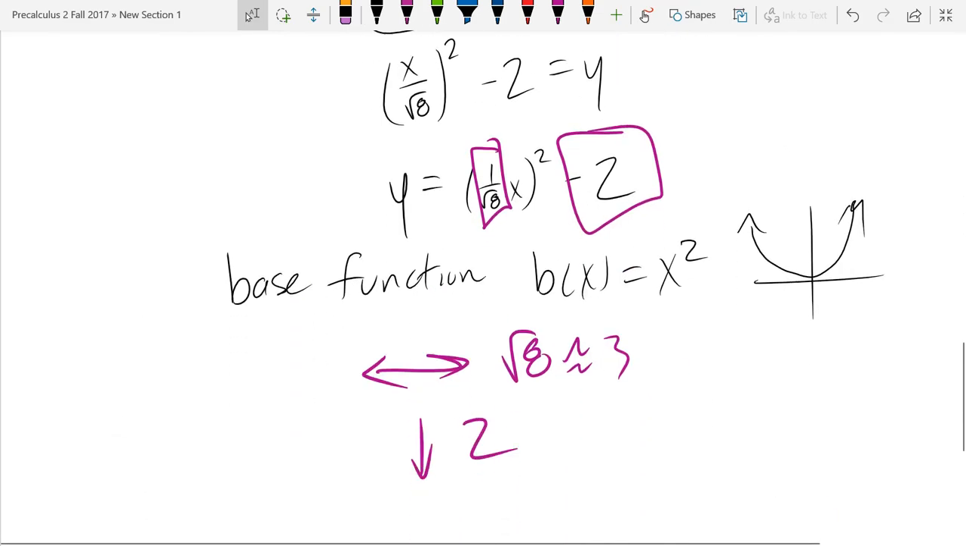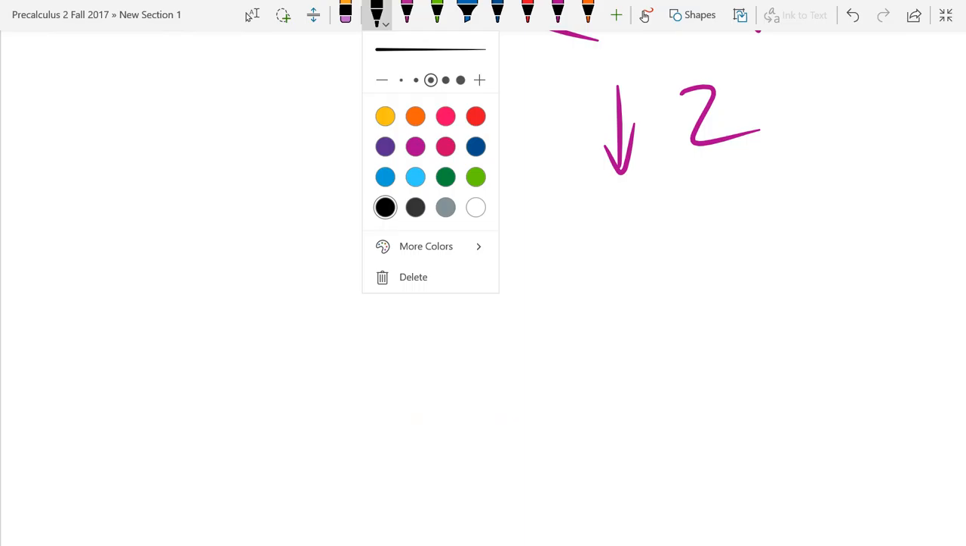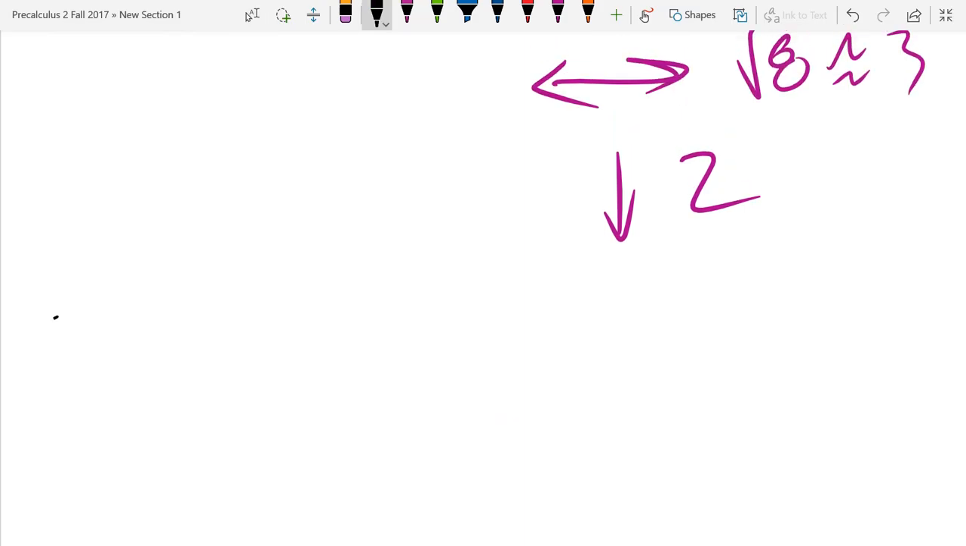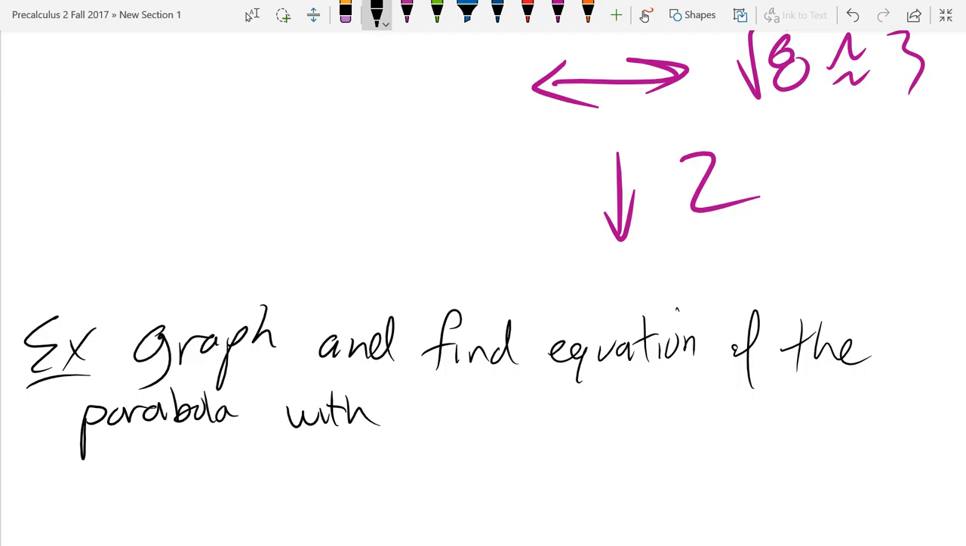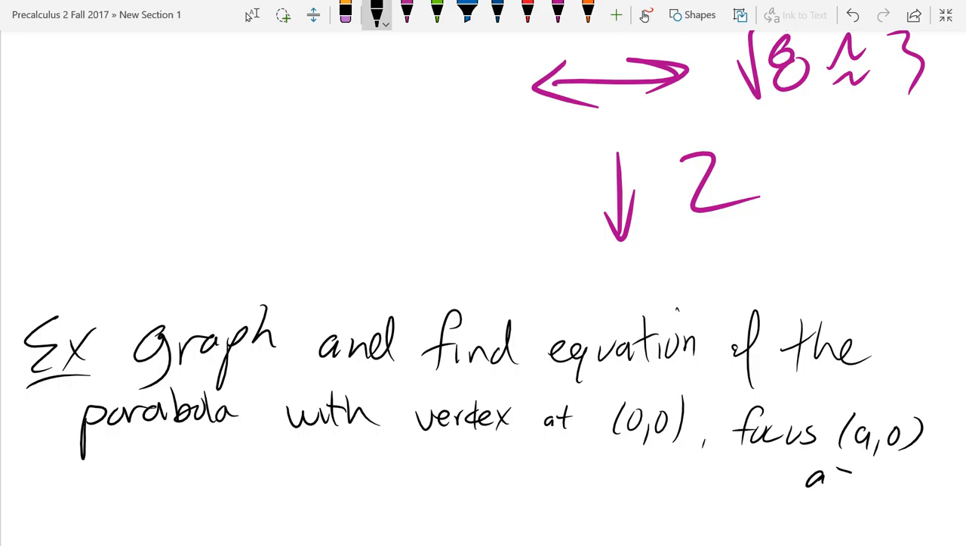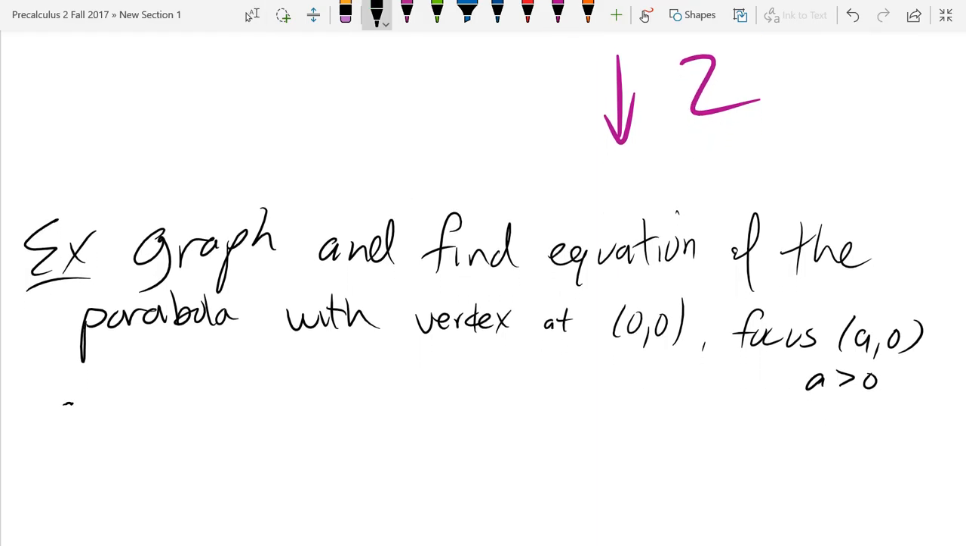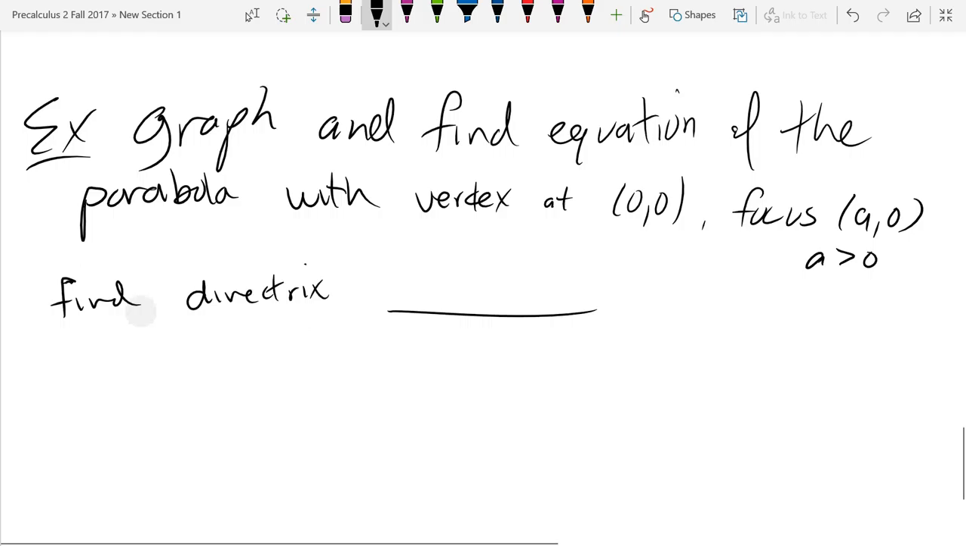So now we know the name of that point. We're going to look at another parabola where the starting information is going to be about the vertex. So this one will have the vertex at 0, 0. Focus is going to be A, 0. And A is going to be a positive number. So I want to know about the directrix and then also graph it.